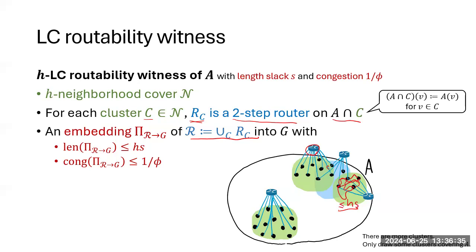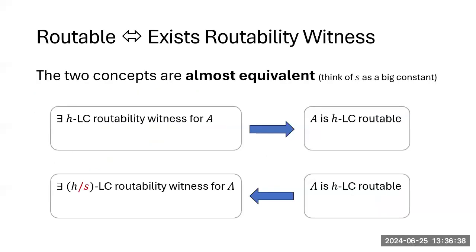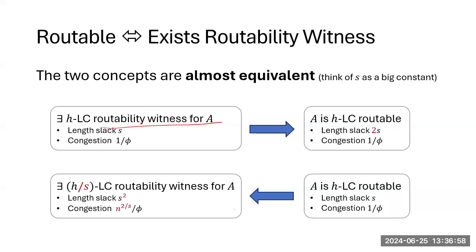Okay. So this really is an equivalent concept: the graph, the node weighting, is routable if and only if there exists a routability witness. Okay. It's almost the same, with just some slack. If there exists the routability witness, then it's routable, and vice versa, but with some slack. And the slack is basically small. Like you have 2 here, you have S squared here, and something here, like n to the 2/S. And you think of this as something small still, because you think of S as a big constant.